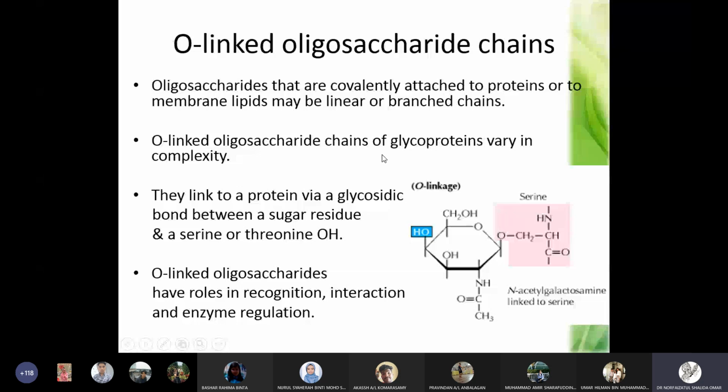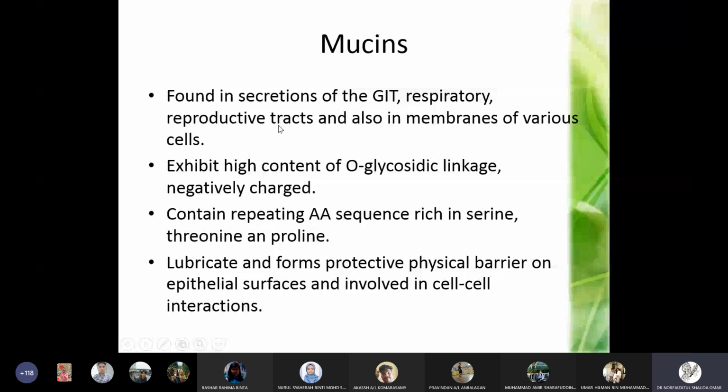So this is N-link. In addition to that, I just want to focus on these two glycoproteins. Okay, mucins, which we can find at the GIT, the respiratory and the reproductive tracts, and also in the membranes of various cells. Mucins exhibit a high content of glycosidic linkage, and they are negatively charged. This mucin also contains a repeating amino acid sequence rich in serine, threonine, and proline.